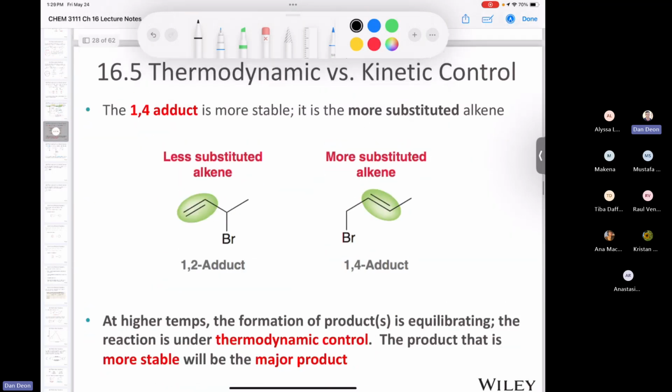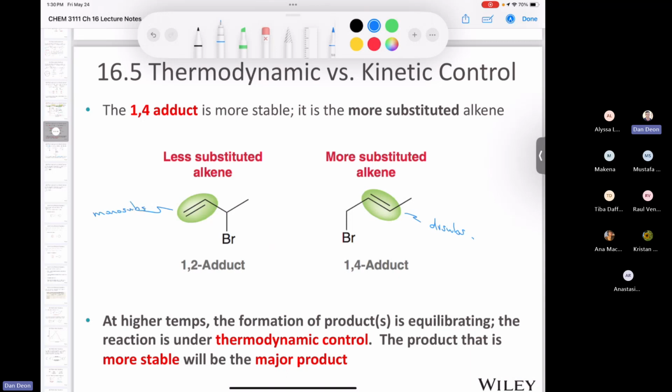It's with temperature. So it says here the 1,4 adduct is more stable. Why? Because it's the more substituted alkene, right? In this case, you see that this is disubstituted, whereas this one here is mono-substituted, okay? So the 1,4 is going to be more stable.